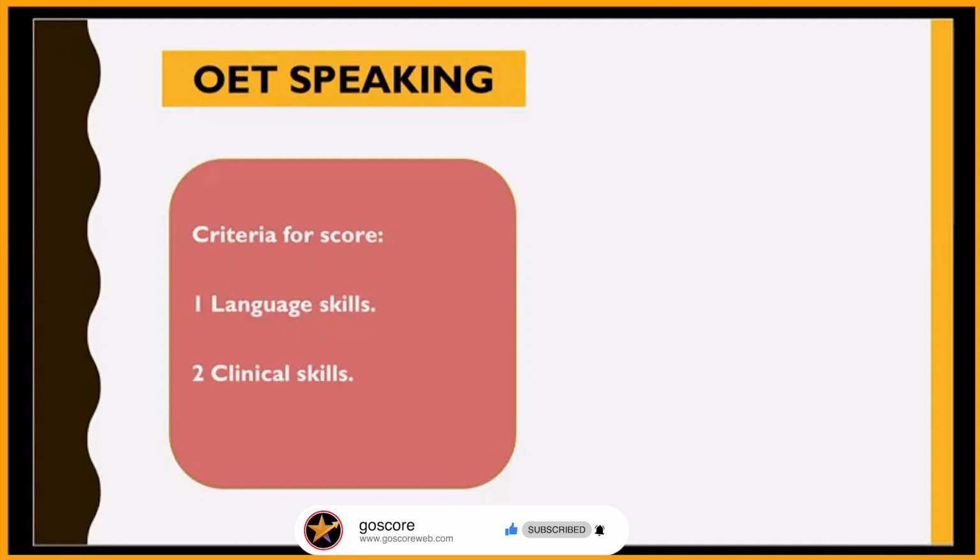What is the criteria of score? You are marked on your language skills. Language skills is your ability to speak fluently, to use the right tone. Tone. What do you mean by tone? It should be like an ECG. There should be a voice modulation. Should not speak in the same tone, because that sounds very monotonous.